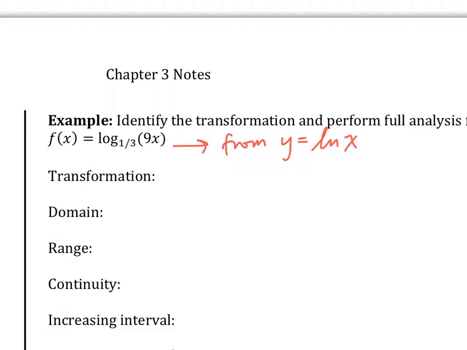So you need to do change of base to figure out what is going on with this function. Okay, so we gotta change the base. You guys got this, right? So change base, and we need to expand as much as possible so we can get just the natural log x by itself. So you see there's a 9x there, so we have to do something with that.